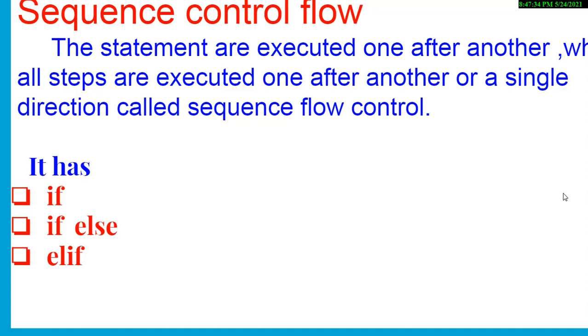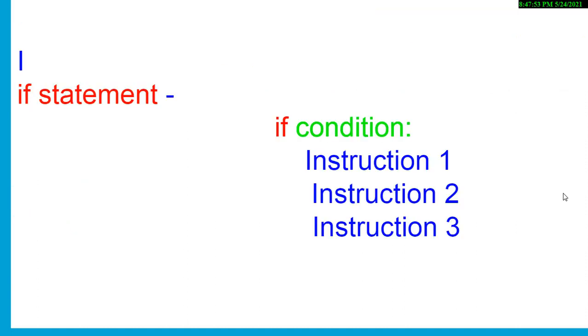Now within the sequence control flow we have various things. We have three things. The first one is if, next one is if else, and third one is elif. These are the three statements that are followed for the case of sequence control flow. Let us see the first one. The first one is the if statement.